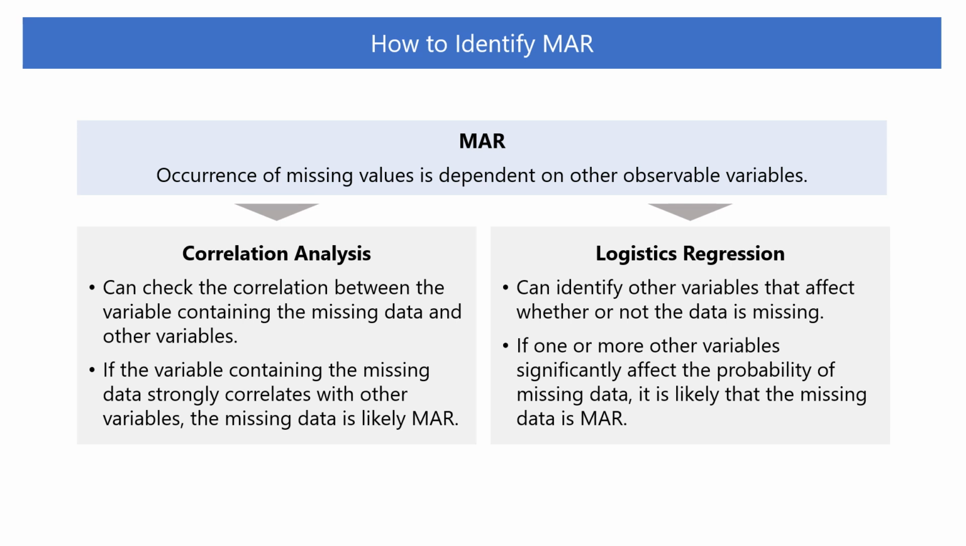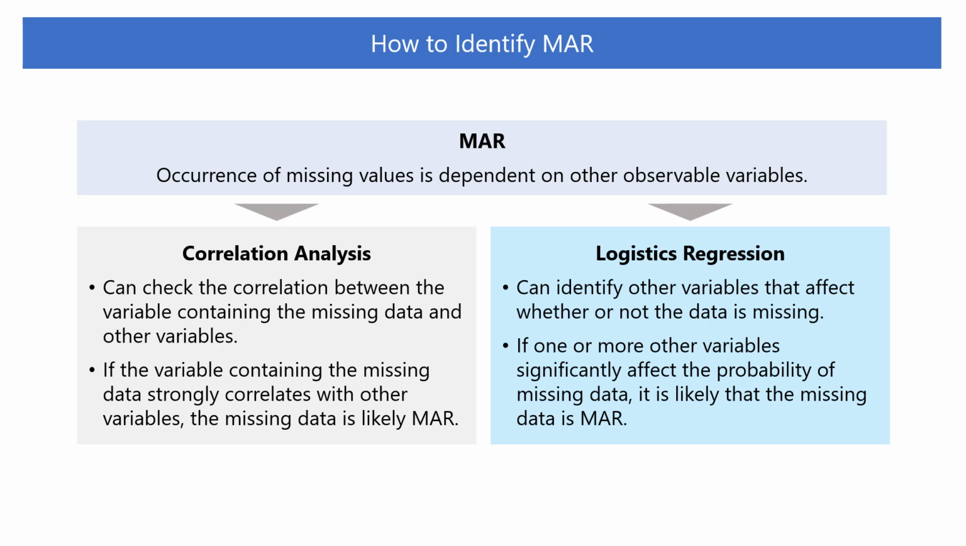In the case of MAR, the occurrence of missing values is dependent on other observable variables. Therefore, we can use correlation analysis and logistic regression analysis to verify other variables' impact on the missing data. Correlation analysis can check the correlation between the variable containing the missing data and other variables. If the variable containing the missing data strongly correlates with other variables, the missing data is likely MAR rather than MCAR.